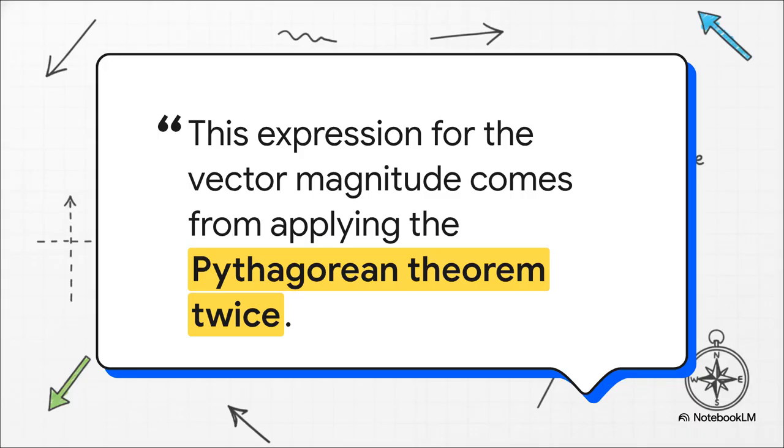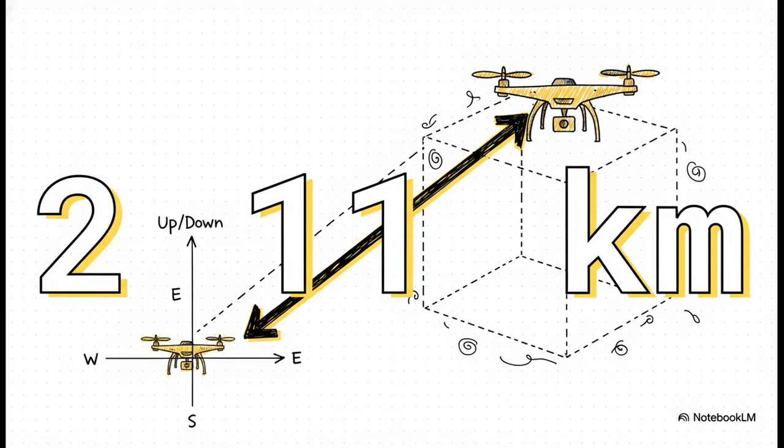As the source material puts it, this expression for the vector magnitude comes from applying the Pythagorean theorem twice. Think about it. First, you find the length of the vector's shadow on the xy floor. Then you use that length and the vertical z component as the two sides of a new right triangle to find the final 3D length. It's really clever. And to see it all come together, let's track a drone.